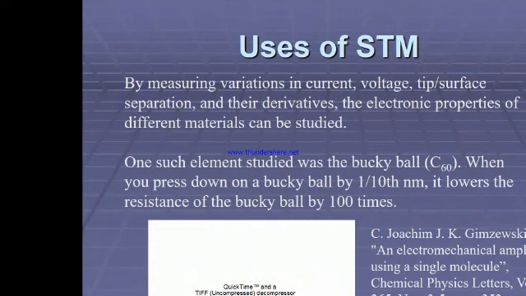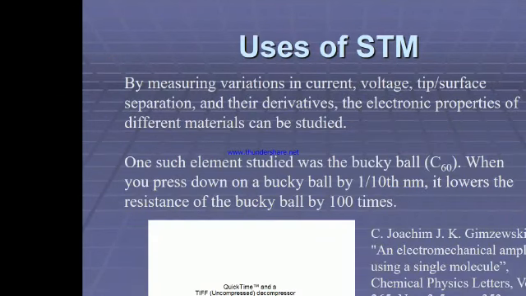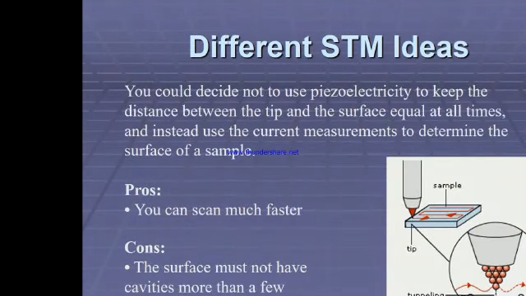Now it uses the variations in current, voltage, tip-surface separation and their derivatives, so the electronic properties of materials can be studied. For example, let's take a fullerene, or buckyball, as we call it, the C60. When you press down on a buckyball by a tenth of a nanometer, it lowers the resistance of the buckyball by 100 times. So we can reduce its distance and also lower the resistance, which is handy if you want to conduct electricity.